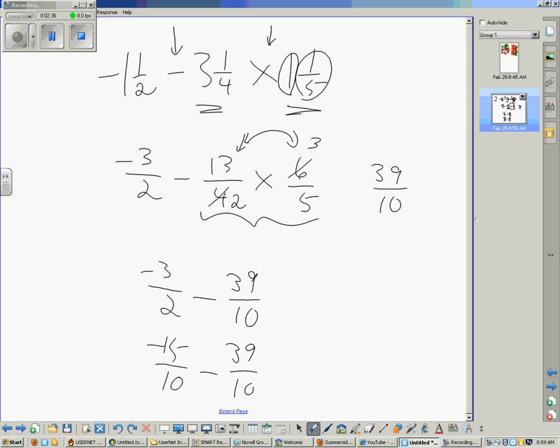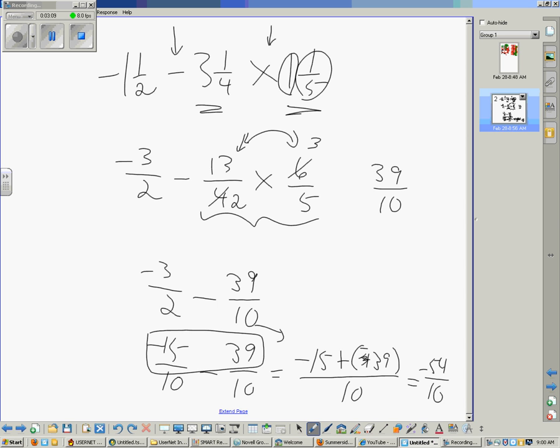Take away 39 tenths. And what I recommend people do is that when you do that, make sure you rewrite it. I like to rewrite it just like this, because the rule is when you subtract fractions, you keep the denominator the same and subtract the numerators. So as we see here, when you subtract those numerators, this is what it really looks like over here. And when I'm subtracting, I want to change to addition and use the opposite of the second integer. So I really have negative 54 tenths, which is negative 5 and 4 tenths, or negative 5 and 2 fifths. That's your answer for that question.